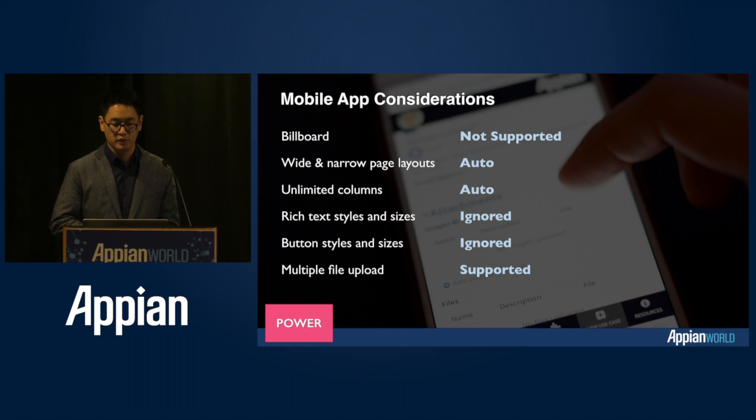But the page widths, multiple columns, those work seamlessly because the mobile clients will continue to stack the columns to fit within their screens. The new button and rich text styles will be ignored on mobile apps, so they'll keep working. You'll still see the information, you'll still have the buttons, but they'll just revert to their standard styling instead of using the different sizes, the colors, and so forth. Finally, the multiple file upload component, that's going to completely work on the native mobile clients.